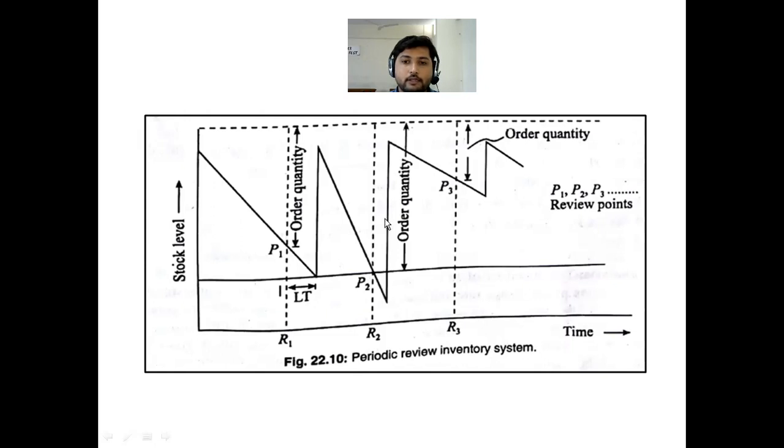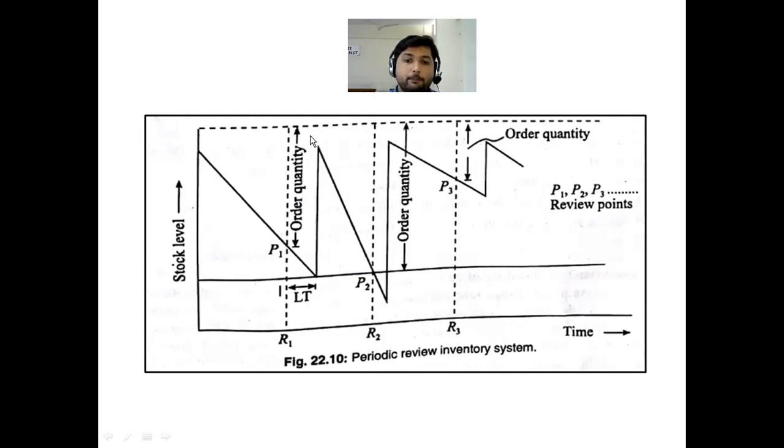Once it reaches this level, consumption decreases, and once it reaches the next time interval or next month, at this point you need to order a very small quantity. You can say that this much quantity you need to order. Consumption is continuous, so you will receive the ordered quantity, and the stock level reaches this level. In this manner the quantity is not fixed.